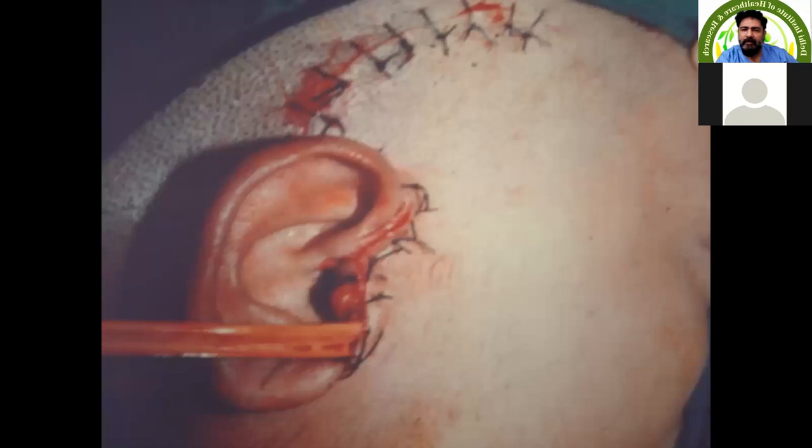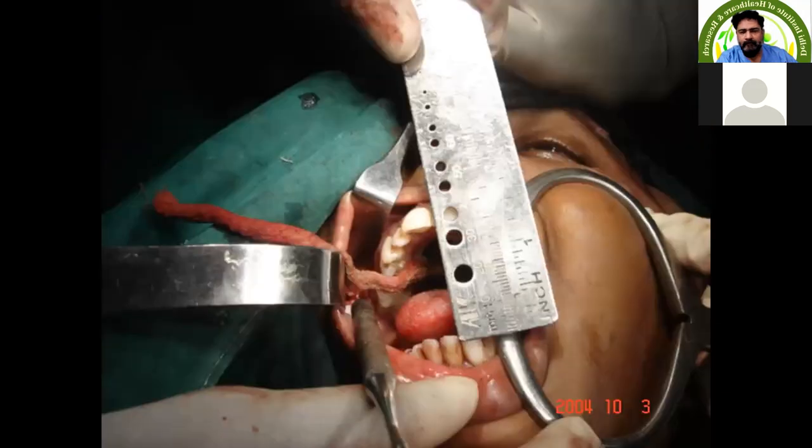Then gap arthroplasty can be done, and sometimes reconstruction of the condyle can be done with costochondral grafts also. This is the on-table mouth opening achievement. We can achieve 30 plus mouth opening here.